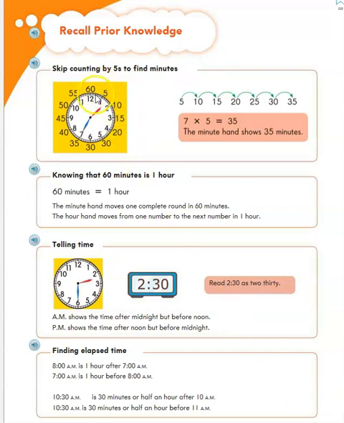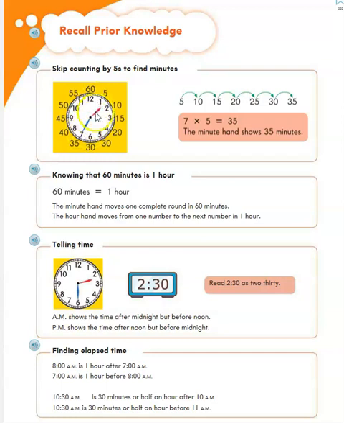So we know on a clock, when we are going around the clock, that each of our numbers that we see is counting by 5. We know that our shorthand is the hour hand, so the shorter one tells us what hour it is, and the longer one tells us what the minutes are.